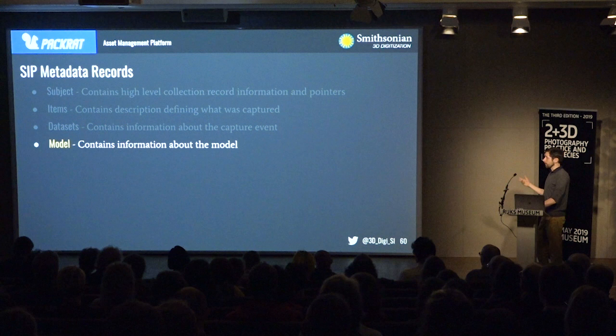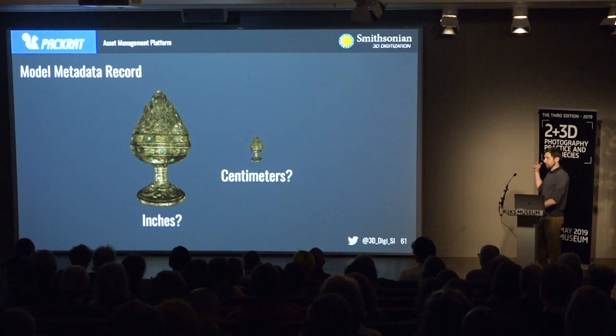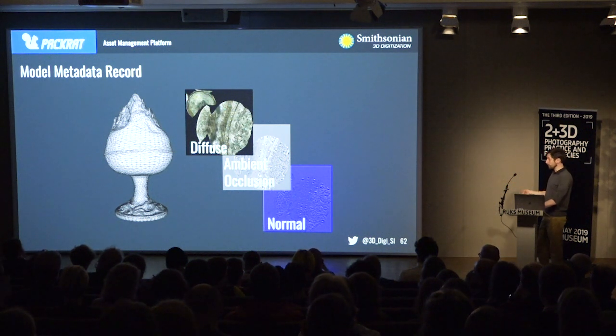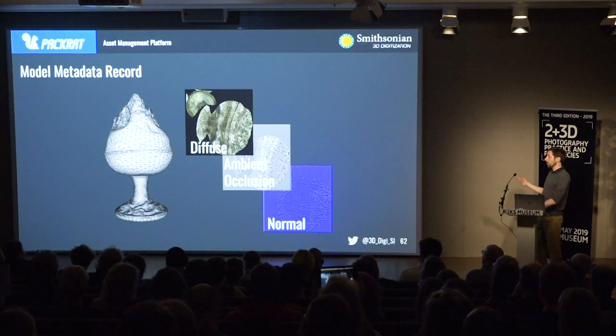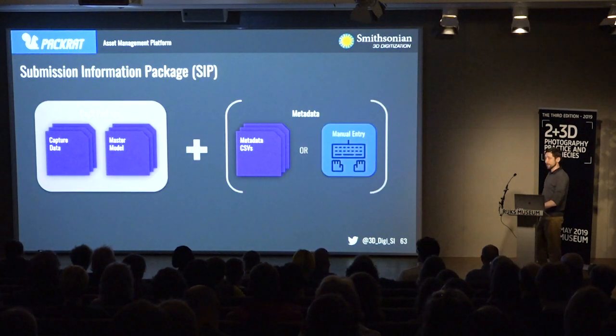Next is model. Basically, for model, we're capturing anything that's not embedded inside the 3D model file itself. So, of course, 3D models, they don't include scale for whatever reason. So we include scale. Is it in inches? Or the unit centimeters? And then any maps we're including. What are those maps for? Normally, it's going to be diffuse, but maybe we're including an AO map or a normal map. Anyways, so that's the full submission information package.